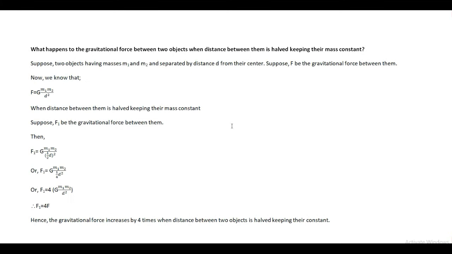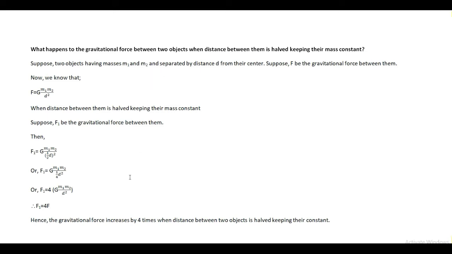What happens to the gravitational force between two objects when the distance between them is halved, keeping their mass constant? Here also we calculate analytically by the same idea. Suppose two objects have masses m1 and m2 and are separated by distance d from their centers, and suppose F is the gravitational force between them. Now we know that the formula of gravitational force is F equals G m1 into m2 by d square. Now according to the question, when the distance between those two objects is halved, halved means decreased to half, and the mass is kept constant, then definitely there is a change in gravitational force.